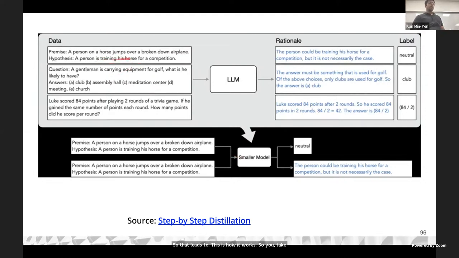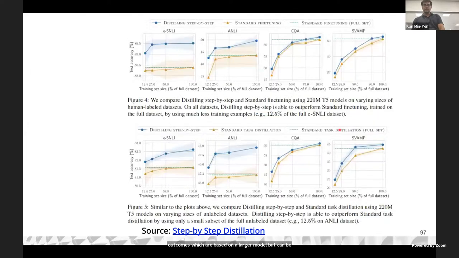So you take a premise, and you take a hypothesis with it as well from a large language model, and on a smaller model you run the same thing, and the optimization is in such a way that one is the label prediction loss, and the second is the rationale prediction loss. So it builds on it, and that is why it can predict outcomes based on a larger model, but can be more efficient on a smaller model size. So these are the data sets, and trained on only 12.5% of the ANLI data set, it did overperform fine-tuned models and standard distillation models.